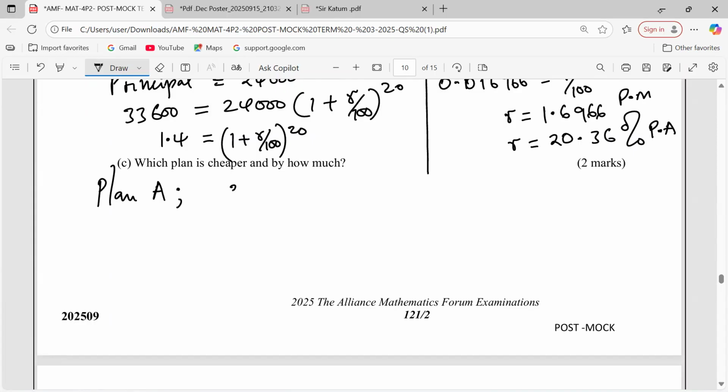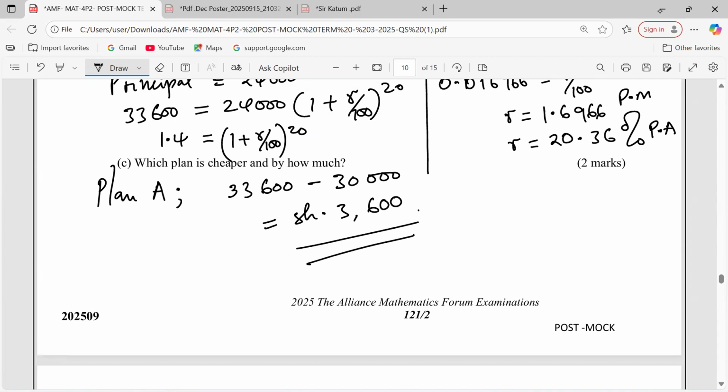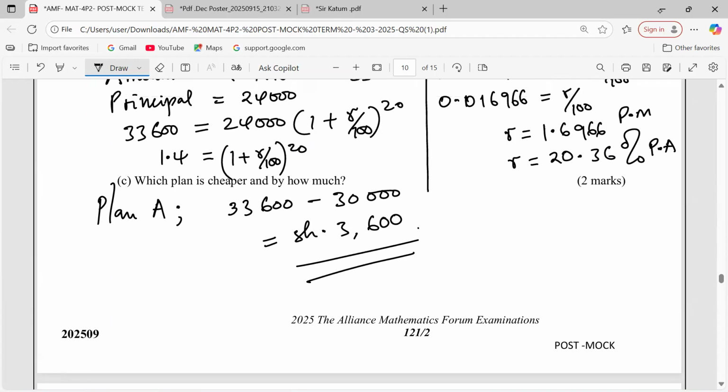And by 33,600 minus 30,000, it's cheaper by 3,600. The best plan, according to what we have in this electronics shop, Plan A is cheaper, and it's cheaper by 36,000. A very good question.